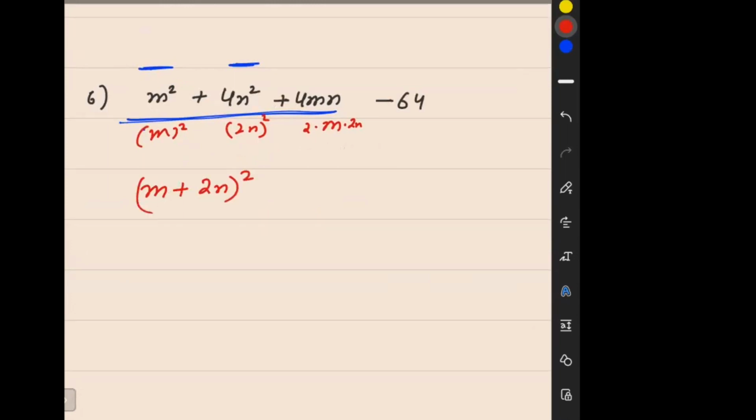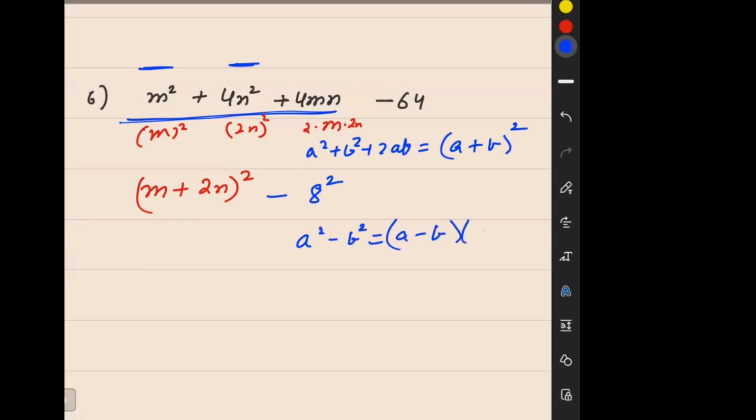Identity used here is a square plus b square plus 2ab is equal to (a plus b) whole square, minus 8 square. Again the identity is there, a square minus b square, (a minus b)(a plus b). So this becomes (m plus 2n minus 8)(m plus 2n plus 8).